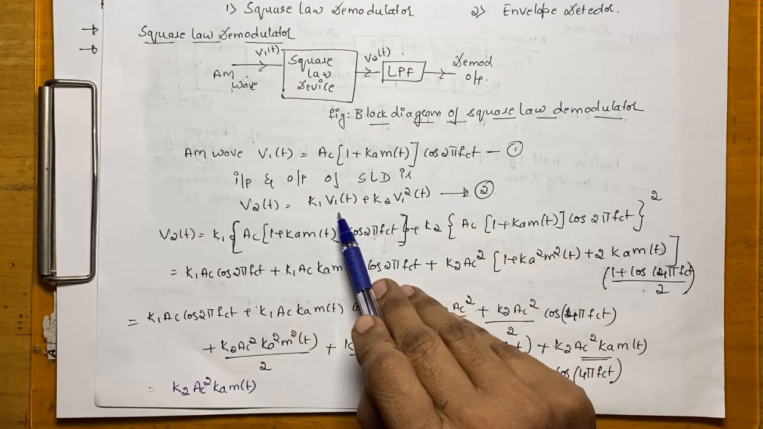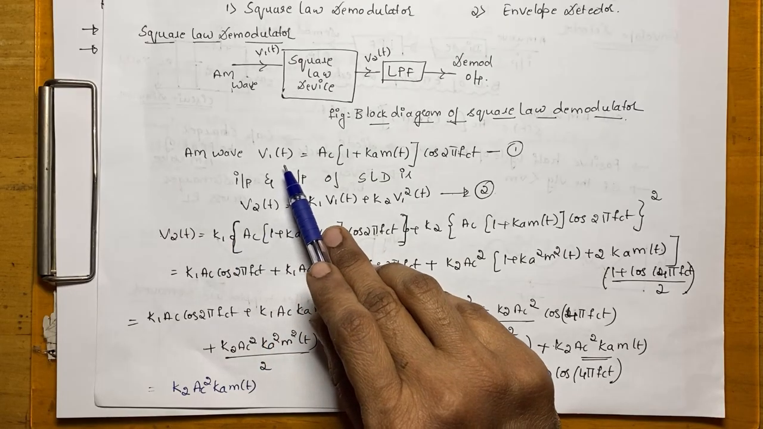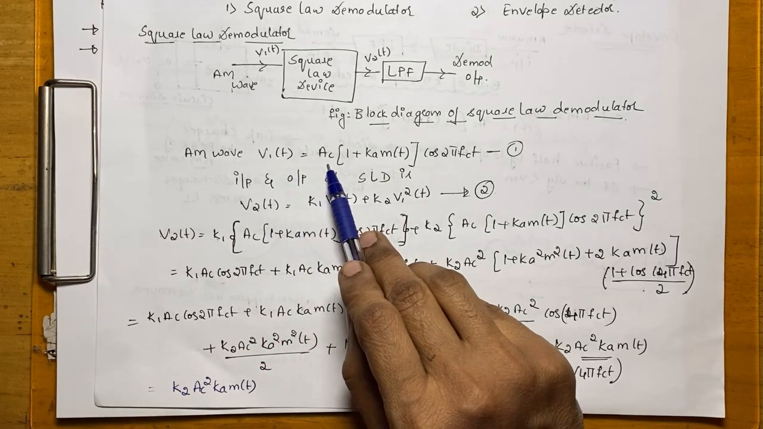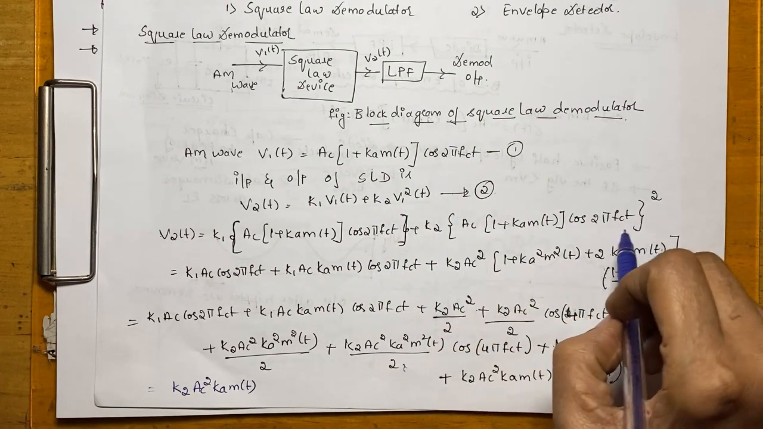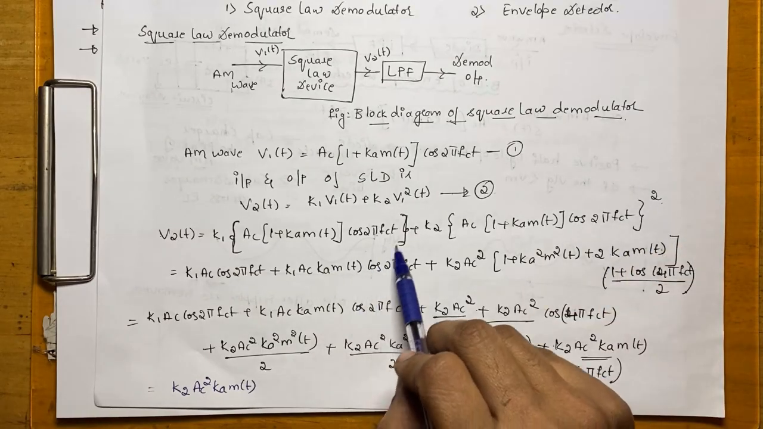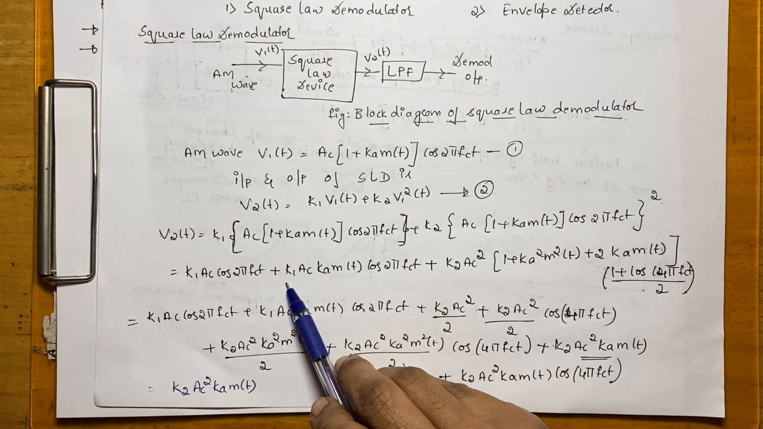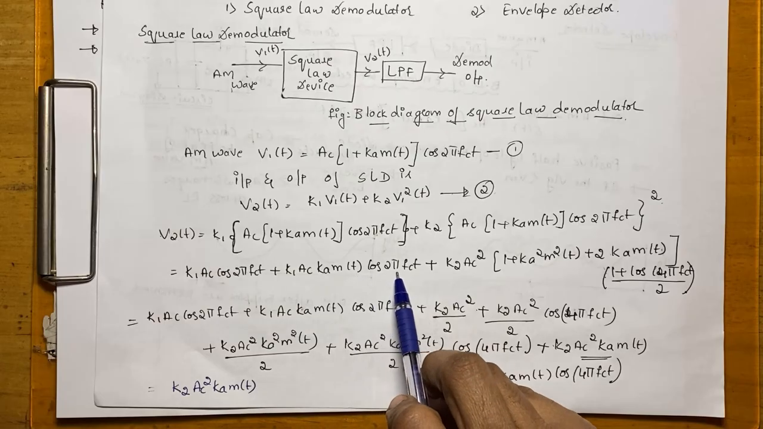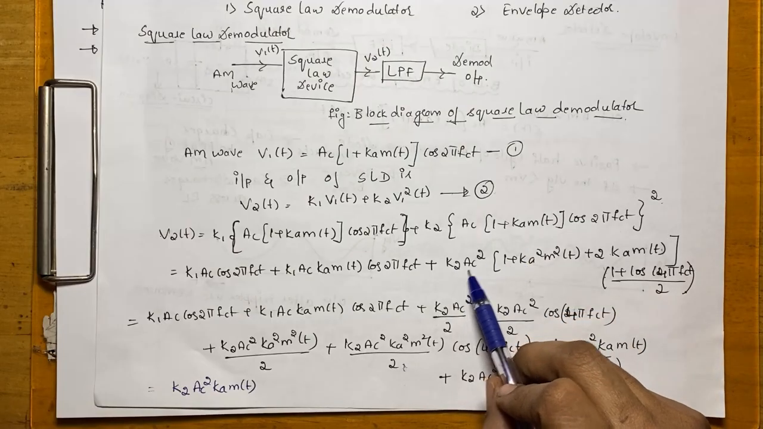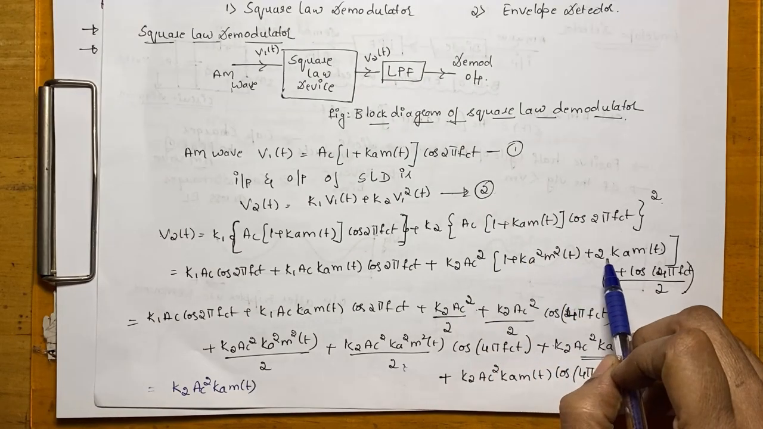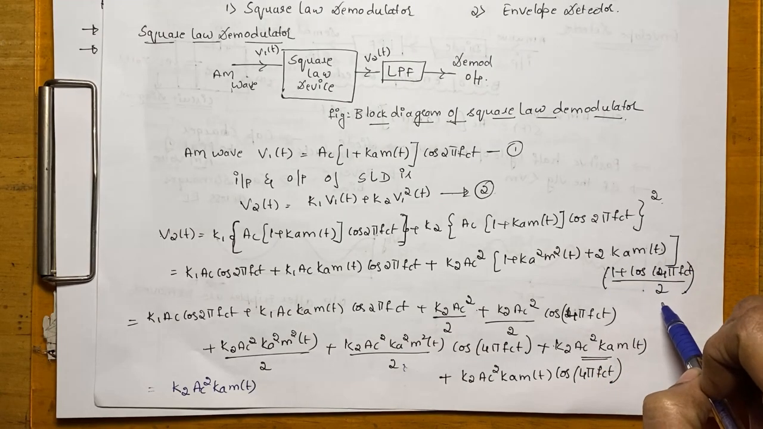Substituting equation 1 in this equation 2, V2 of t is written as K1 into V1 of t. What is V1 of t? V1 of t is nothing but Ac into 1 plus Ka m of t cos of 2 pi fct, plus K2 into the entire thing square. Now solving this, we'll be getting K1 Ac cos of 2 pi fct plus K1 Ac Ka m of t cos of 2 pi fct plus K2 Ac square into 1 plus Ka square m square of t plus 2 Ka m of t into 1 plus cos of 4 pi fct divided by 2.